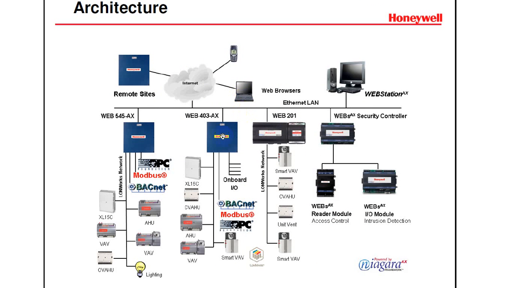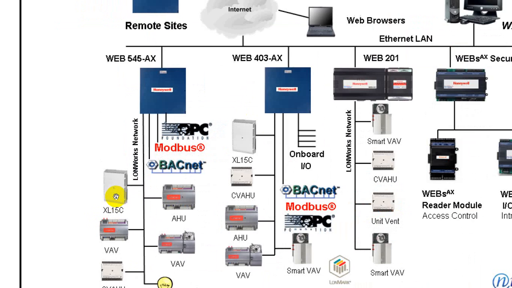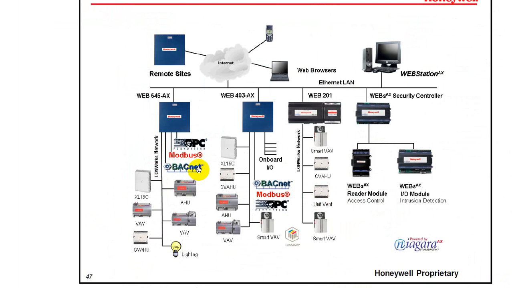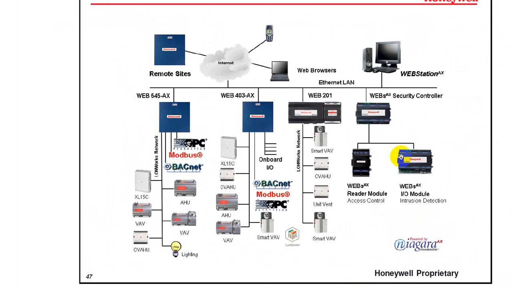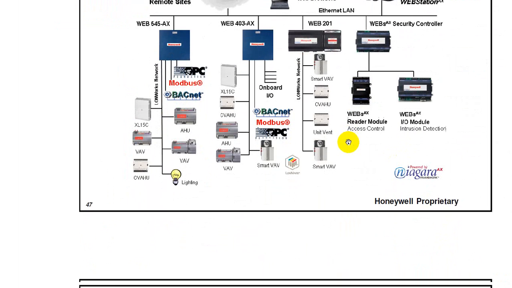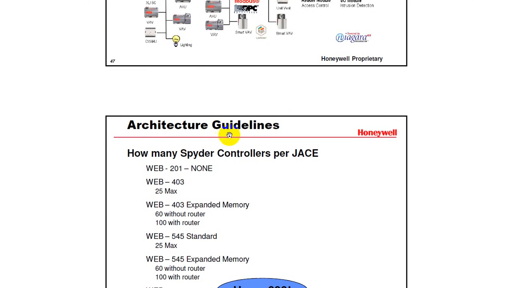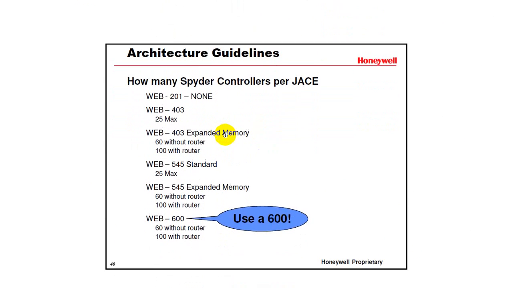Excel 15C, CV, AHU, that is your Stryker controller. Some Smart VAVs are there, and then Spiders that you can use for AHU or VAV or chiller or boiler programming. So these are the various types of JACE versions available. Out of these, the first 5 versions are already outdated. Right now we are usually using Web 600 or Web 700, which supports 60 controllers when we are not using any router and 100 controllers when we use a router.